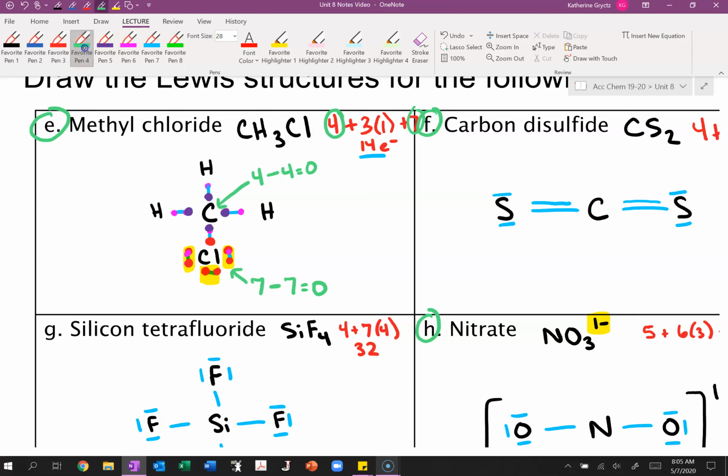All right, and then if we focus on the hydrogens, so let's say I focus on the hydrogen on the left, okay, this hydrogen brought 1. Remember, each one brought 1. And then how many electrons are butted up against it?